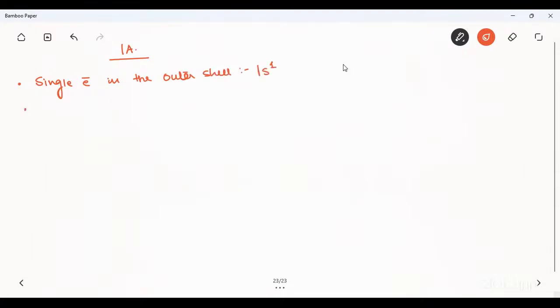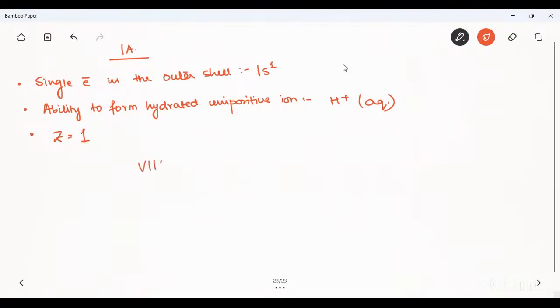That is the reason we write it as 1s1. The second point is its ability to form a hydrated unipositive ion, like H plus. In the aqueous solution, we write H plus aqueous. Third, it is quite reasonable to start the periodic table with an element that has the least atomic number, which is 1. And what are the points that support 7A?